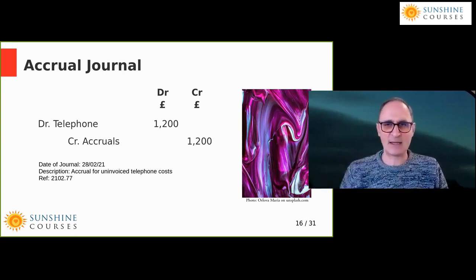So in this case, there's a balance sheet item called accruals, which is akin to trade creditors. And in this case, we're going to put the cost through to telephone. So we debit telephone £1,200 and we credit accruals £1,200. I'm now going to show you how you do this in KPM.